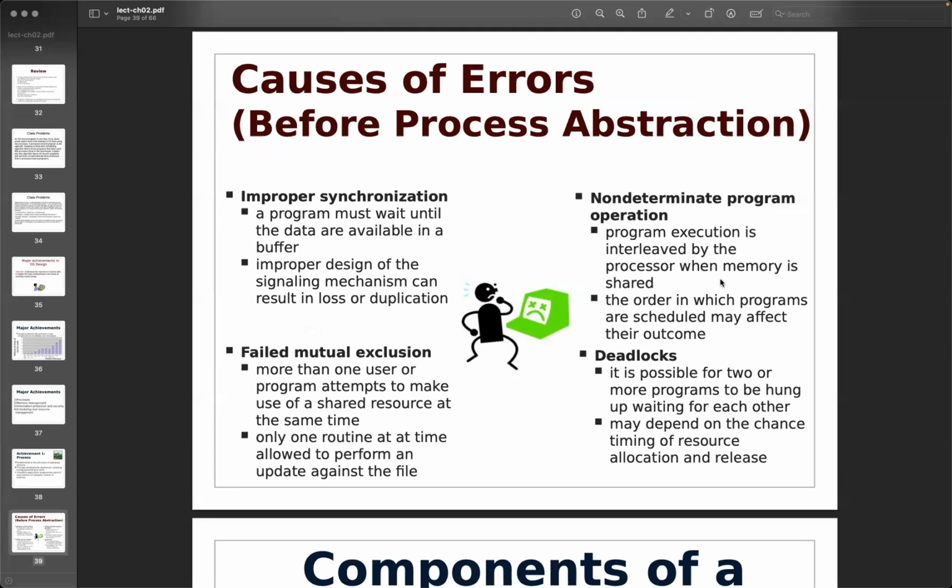Okay. And when we try to handle the process, we always say we cause some kind of error. One is improper synchronization. So a program must wait until the data is available in the buffer. Or an improper design of the signaling mechanism can result in loss or duplication.